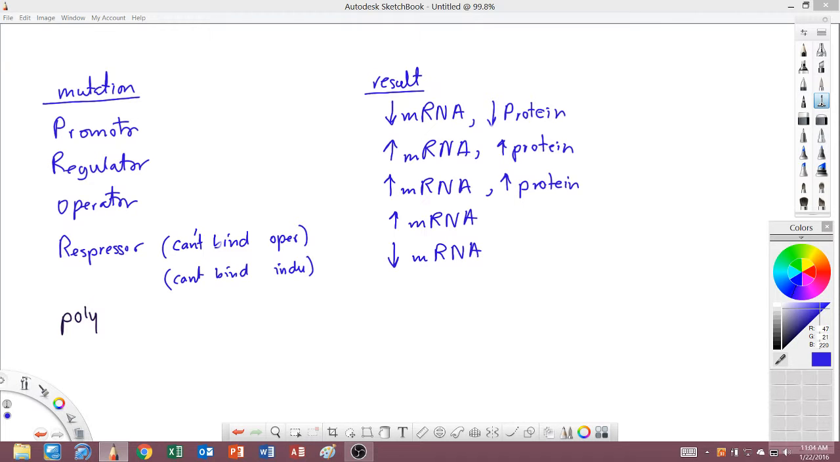So please, now you see there's a lot of information, but it's how you use it. Mutation in the promoter you should know, mutation in the regulator you should know, mutation in the operator, repressor, and polymerase. You should know this mutation only if you know their normal function. If you don't know their normal function, mutation doesn't matter.